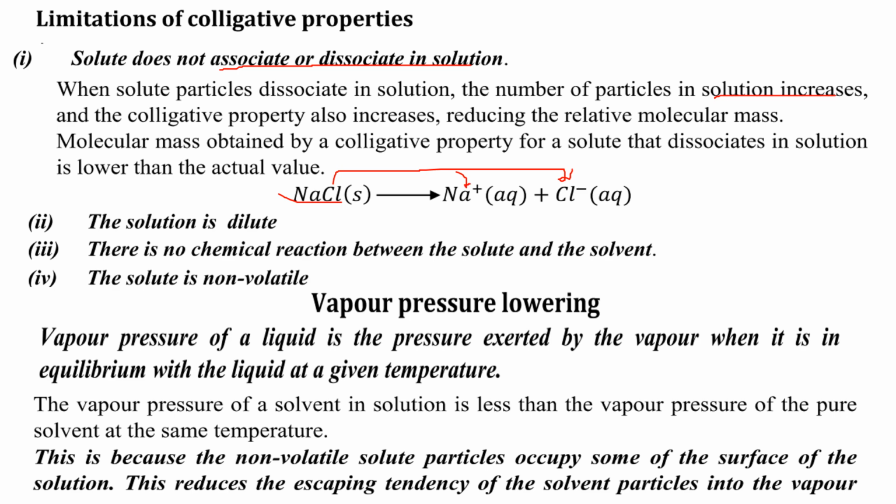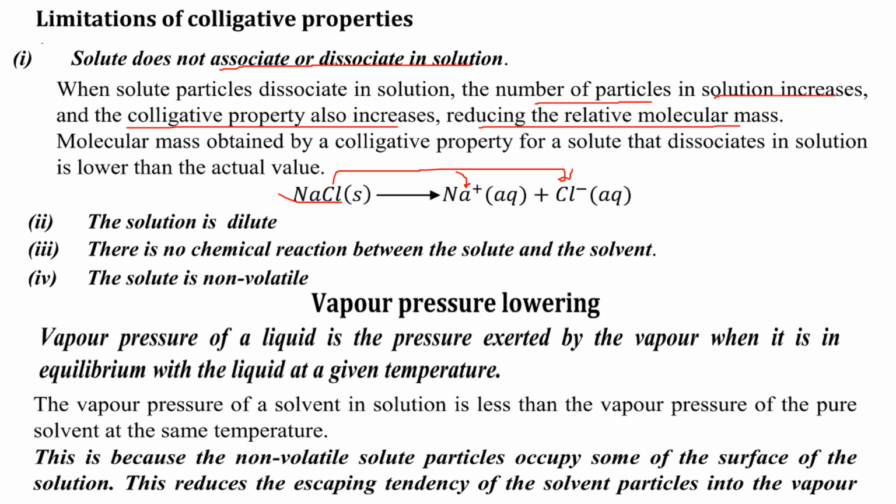Now if the number of particles in the solution increases, the value of the colligative property is also going to increase, but in turn this is going to reduce the relative molecular mass. So that means that relative molecular mass, or relative formula mass, is inversely proportional to the colligative property. The higher the value of the colligative property, the lower the molecular mass. And the higher the molecular mass, the lower the value of the colligative property. So that's what we mean by inversely proportional.